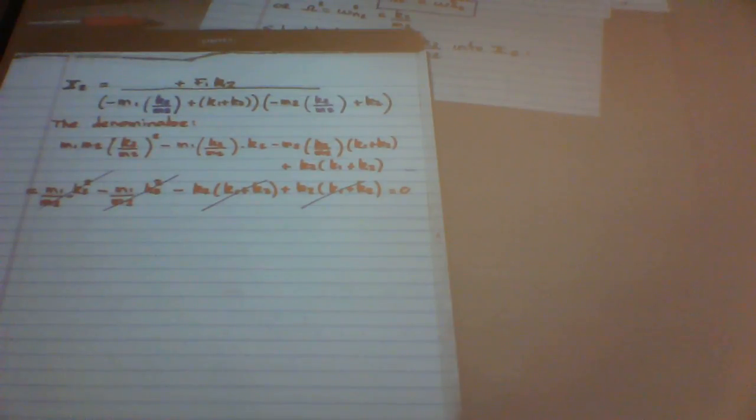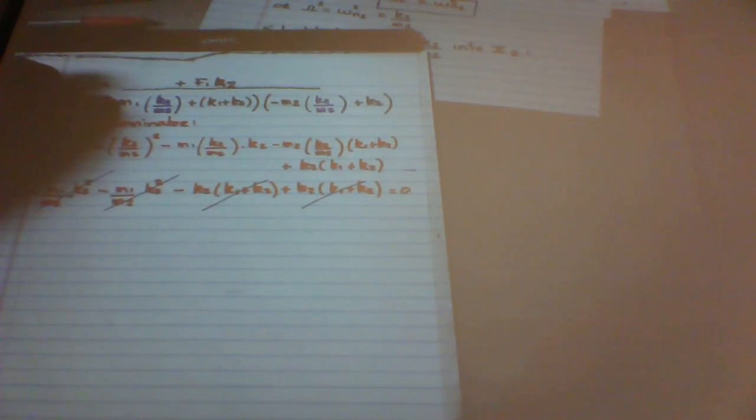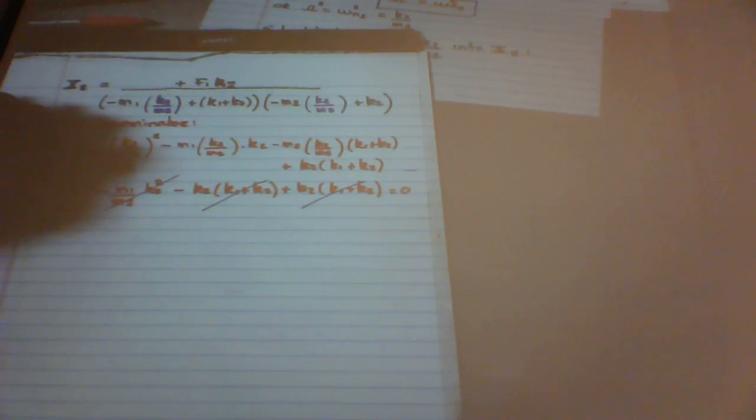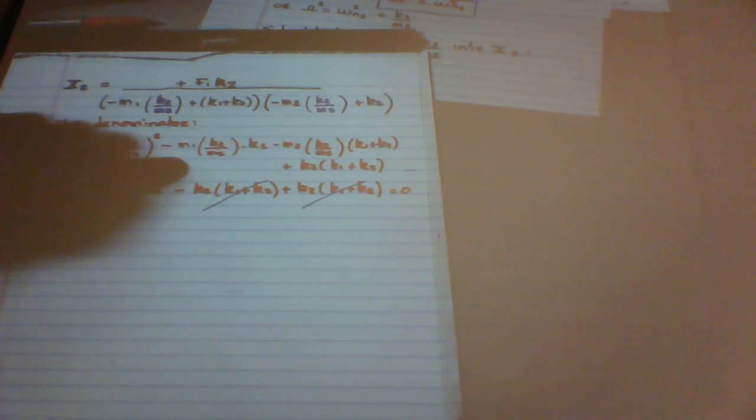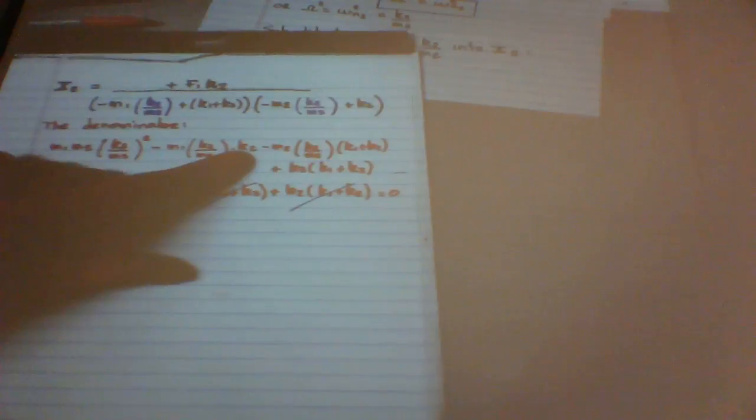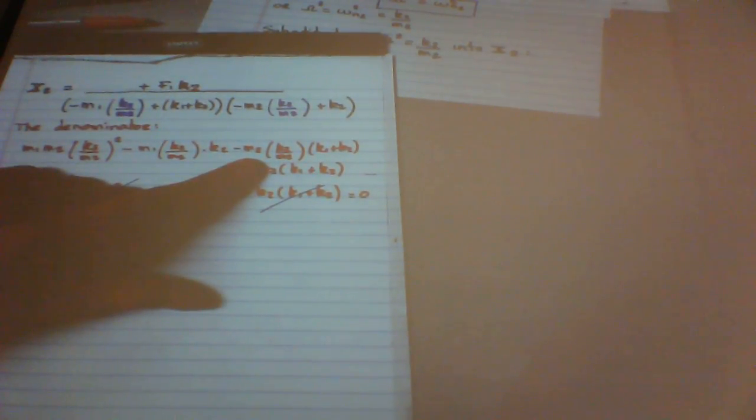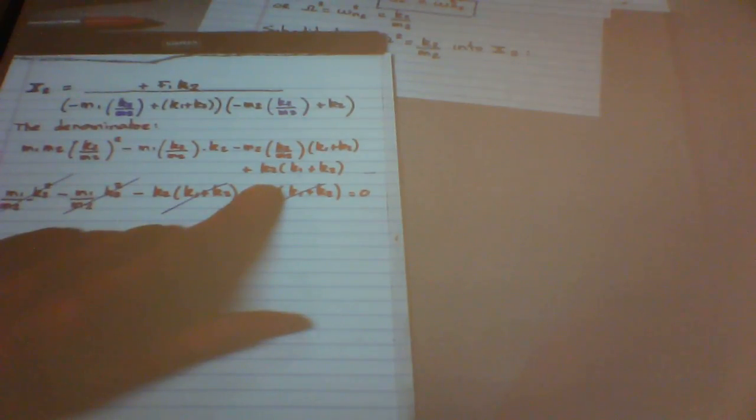Do we miss a term or something here? I don't know. Alright. M1, M2, K2 already squared. Minus M2, K2, K1 plus K2. Plus K2, K1 plus K2, no?